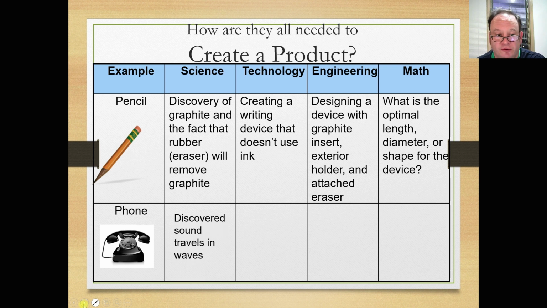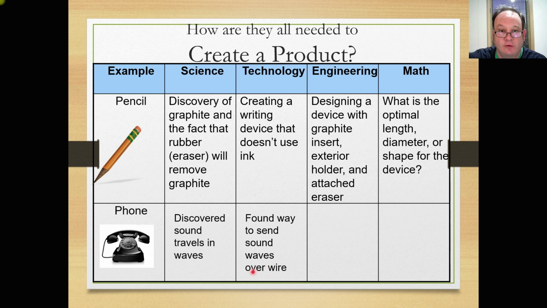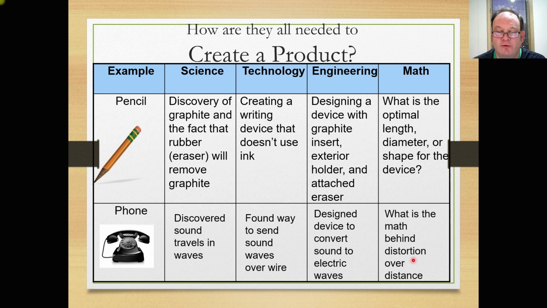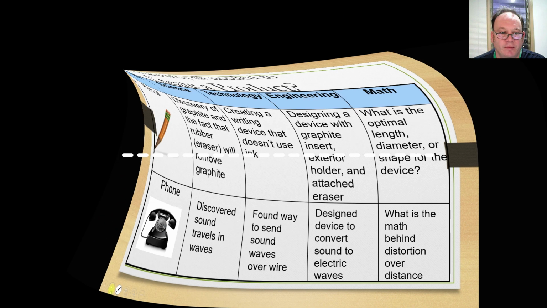We have sound waves, similar to the can and string. That's why that works. All that is a simple wire. We can send sound waves over wire thanks to the technologist. And even then, we can convert that sound wave into electric waves or electricity that goes over long distances. And then the mathematician comes in and says, well, how far can we send that without it being distorted? Okay, so that's how STEM came into the phone.